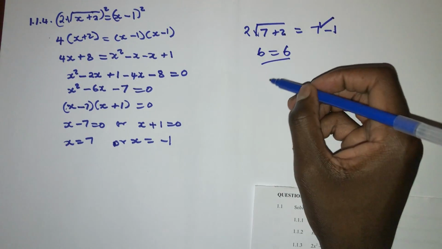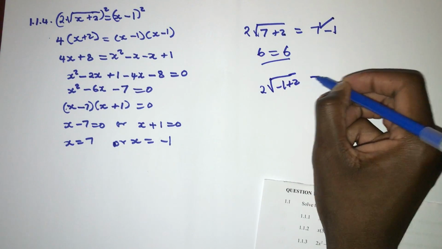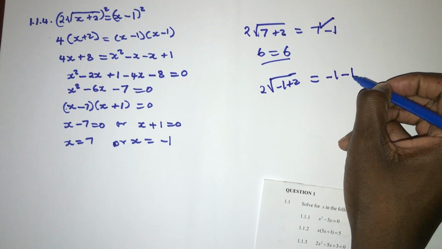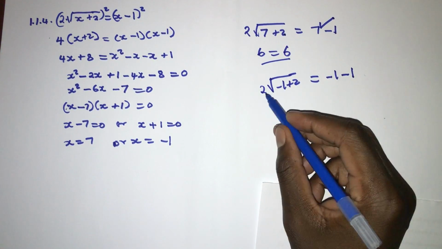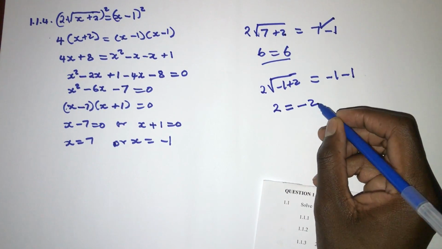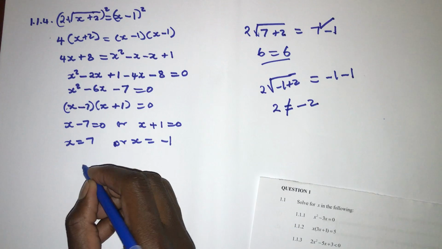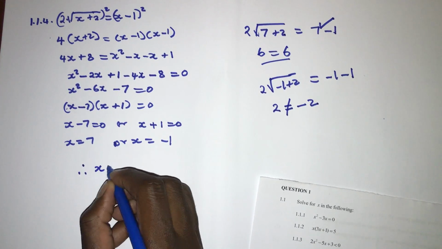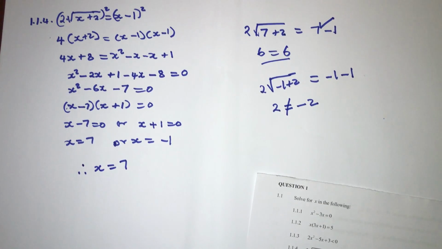Now let's check the other one, negative 1. 2 times the square root of negative 1 plus 2, then it's equal to negative 1 minus 1. So here it's going to give us 1, the square root of 1 is 1, so 1 times 2 is 2. Then it's equal to this one, negative 1 minus 1, which is going to give us negative 2. So these are not the same. So we're going to conclude and say, therefore, x is equal to 7. So this is your final mark. When we mark, we're going to give you 1 mark for the conclusion.